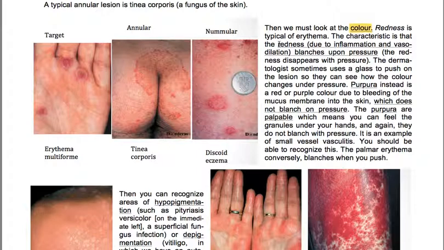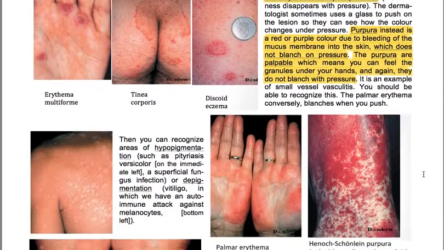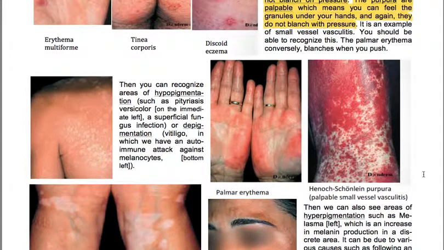The dermatologist sometimes uses a glass to push on the lesion so that they can see how the color changes under pressure. Purpura instead is a red or purple color due to bleeding of the mucous membrane into the skin, which does not blanch on pressure. The purpura are palpable, which means you can feel the granules under your hands, and again they do not blanch over pressure. With pressure, it is an example of small vessel vasculitis. You should be able to recognize it. The palmar erythema, conversely, blanches when you push.